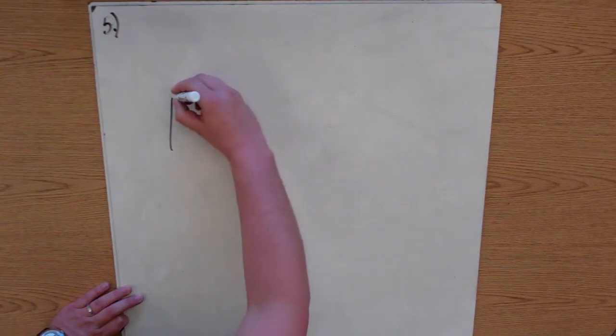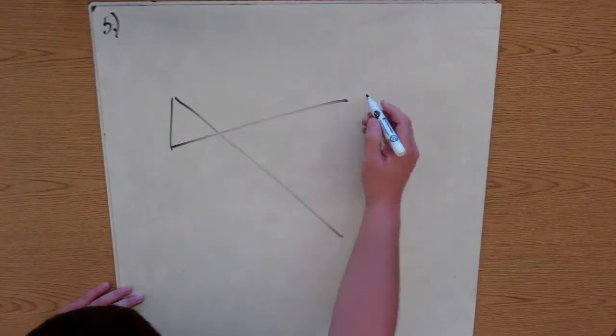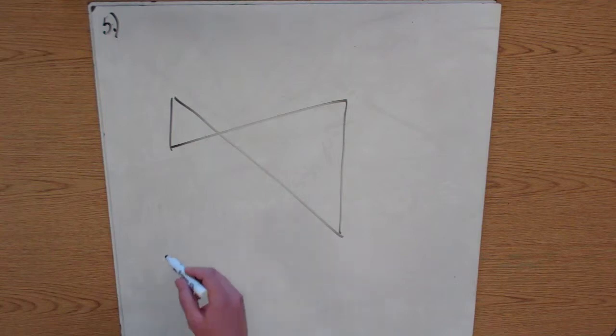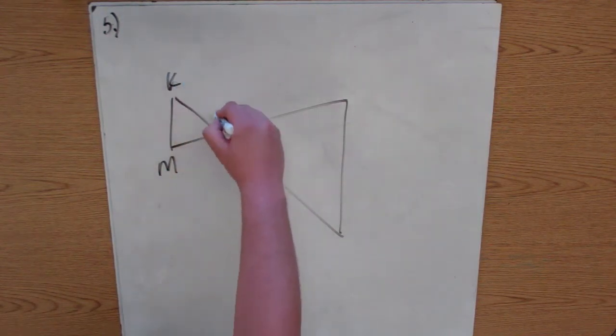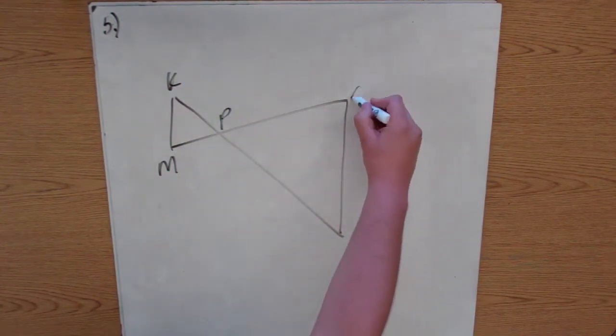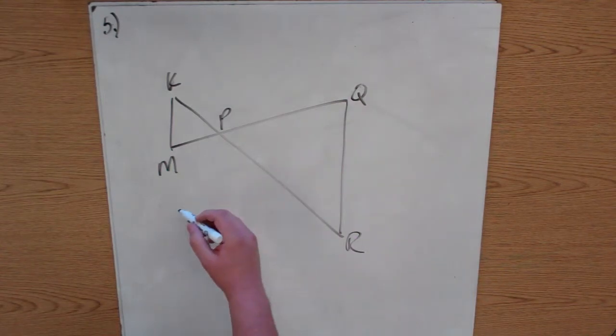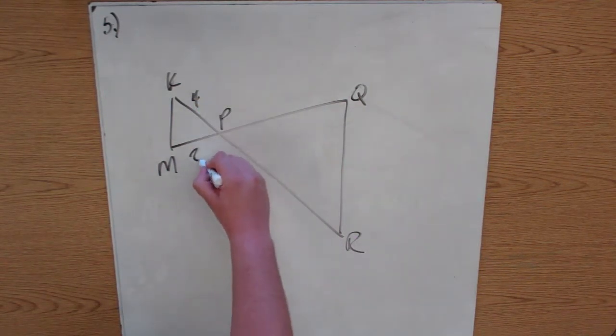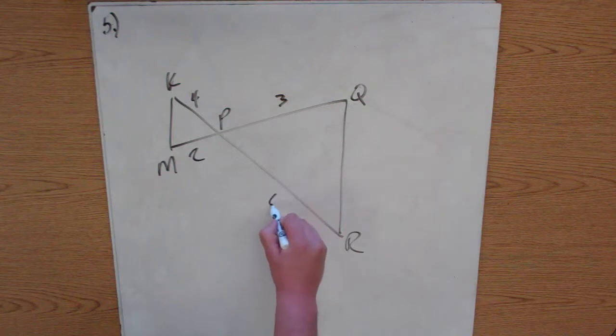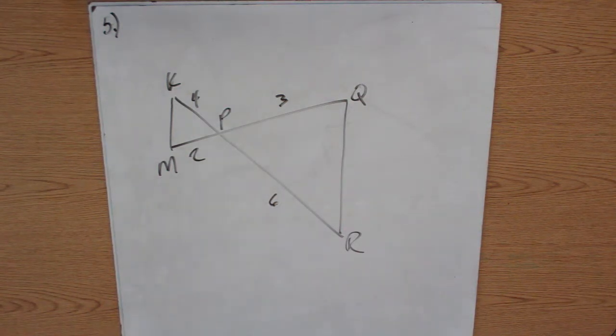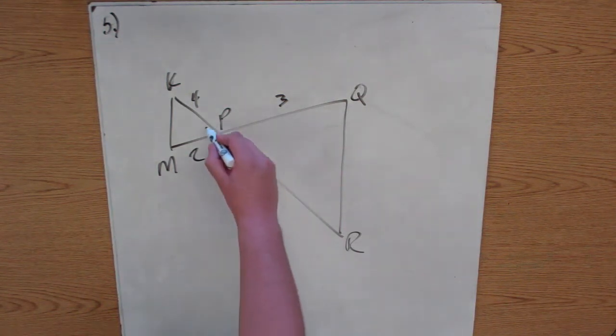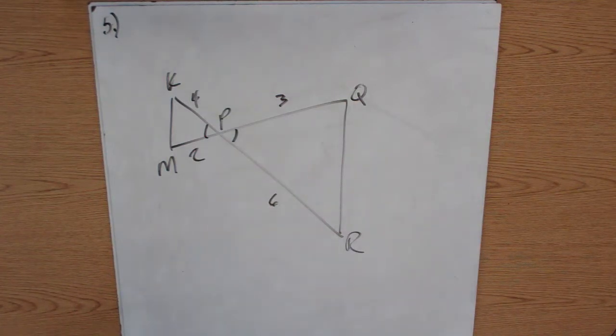All right, number 5. So we have this, or at least my version of it. M, K, P, Q, and R. 4, 2, 3, 6. So now we need to figure out if these are similar, all right? Well, we automatically know that these two angles are congruent because they're vertical angles, all right?